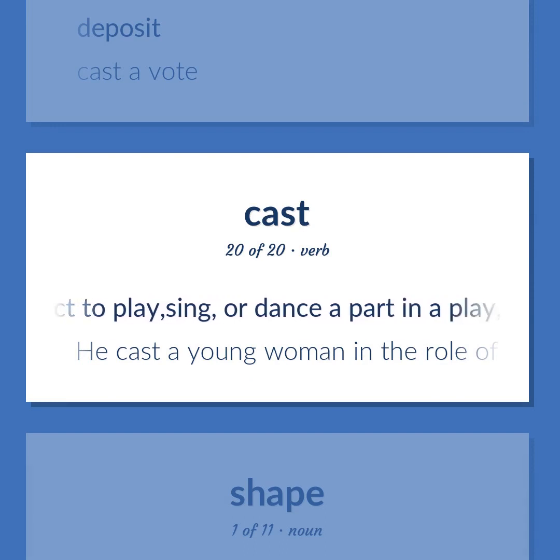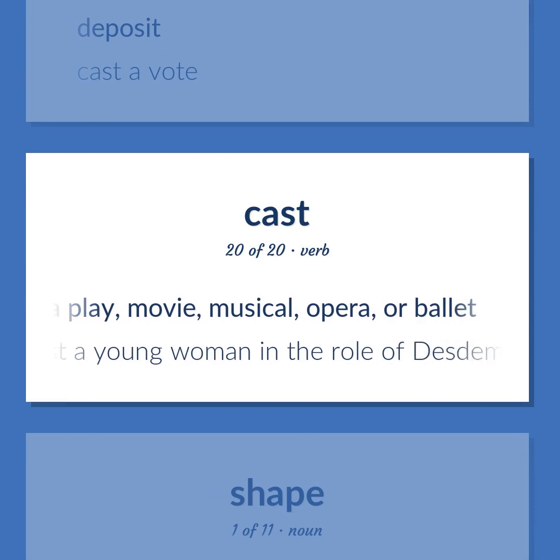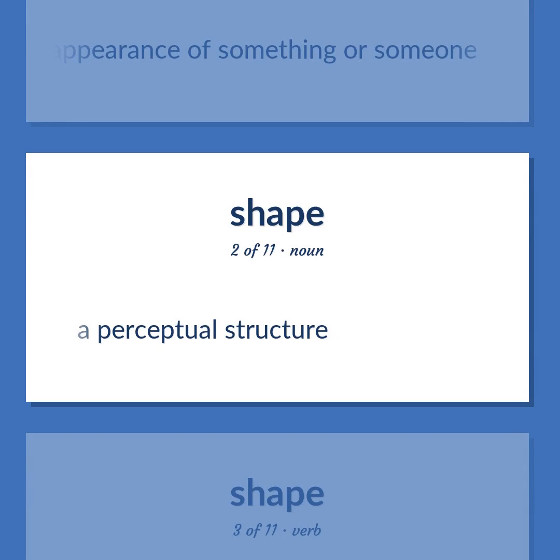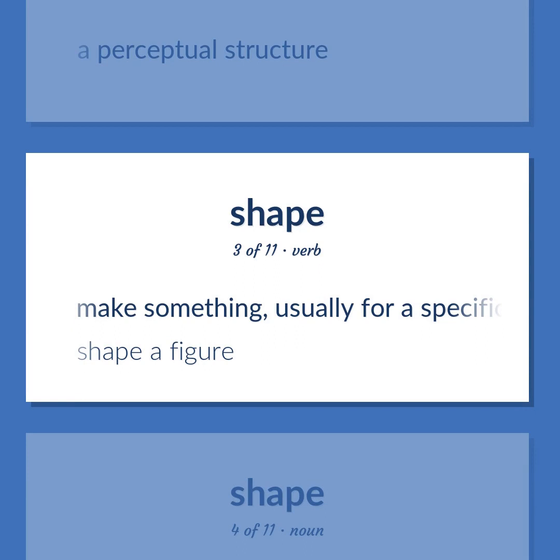Select to play, sing, or dance a part in a play, movie, musical, opera, or ballet. He cast a young woman in the role of Desdemona. The visual appearance of something or someone. A perceptual structure. Make something, usually for a specific function. Shape a figure.